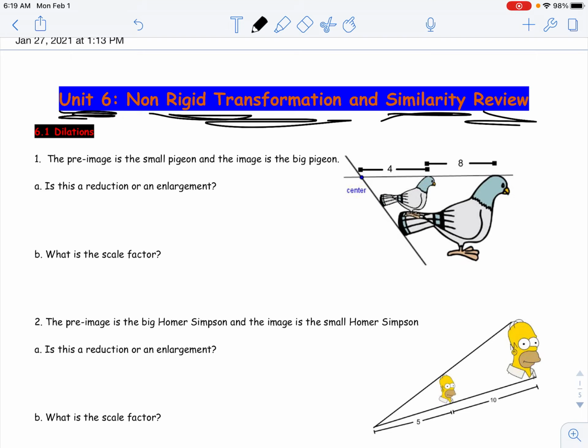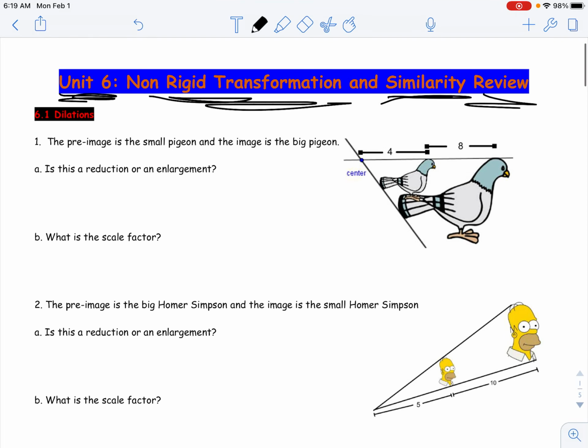Anyways, the pre-image is the small pigeon and the image is the big pigeon. Is this a reduction or enlargement? It's an enlargement. Remember, we're getting bigger. Furthermore, this is the center of dilation. Think of it like the nozzle of a balloon. That's the stretching point. That's where we're getting bigger or smaller from, the center of dilation.